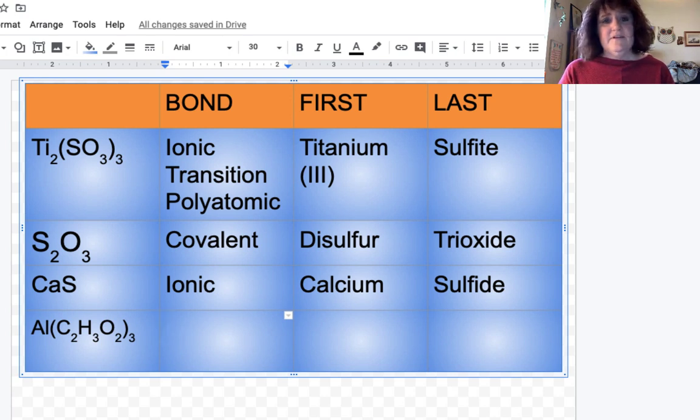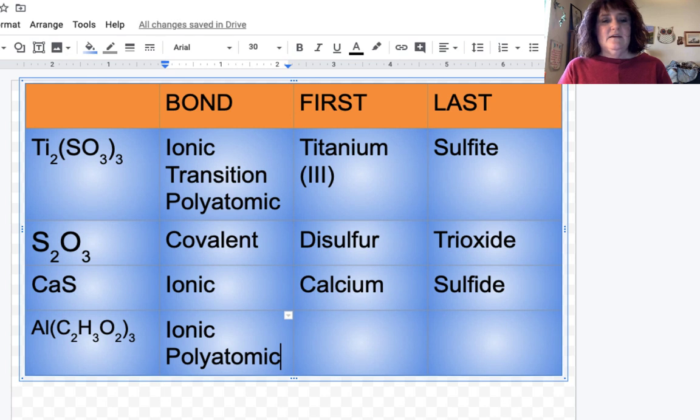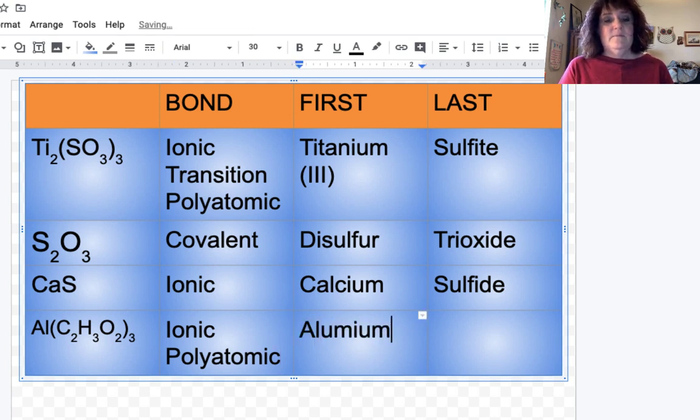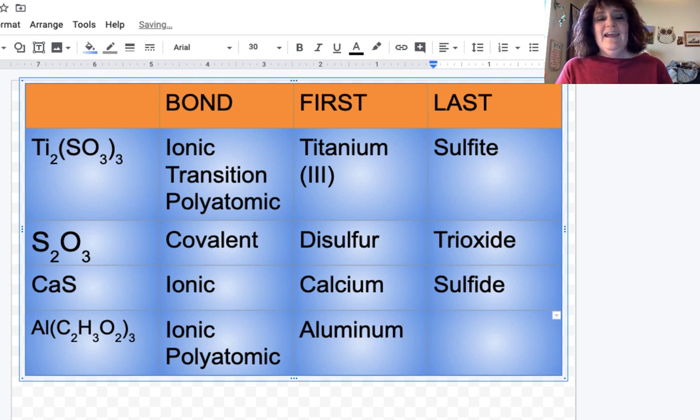Look at all those capital letters in parentheses. That's definitely a polyatomic. So is aluminum in the transitions? No, it's not. So this is an ionic polyatomic. Al is aluminum. And on your polyatomic sheet, that is acetate, ACETATE.